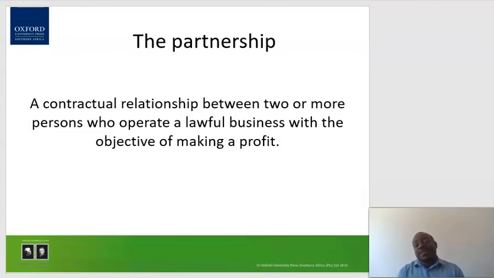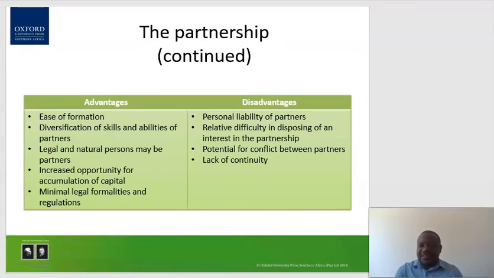Then moving on to partnership. A partnership is basically a contractual relationship between two or more persons who operate a lawful business with the objective of making a profit. There are advantages and disadvantages of this form of business enterprise. It's important to realize that in terms of disadvantages, they are more or less the same with those of sole proprietorship. The owners or the partners are personally liable.